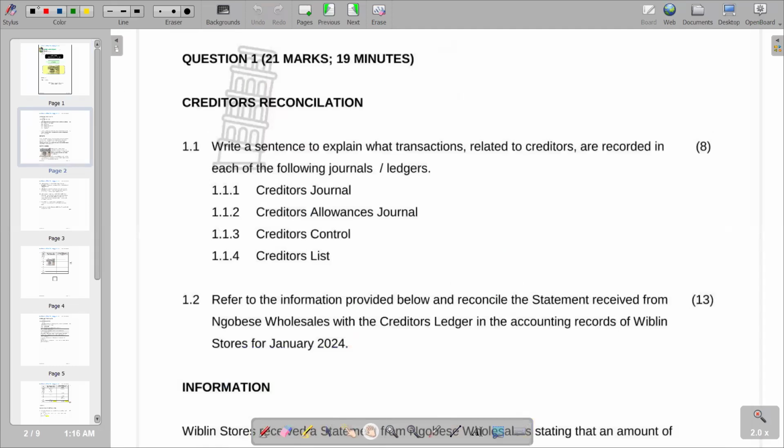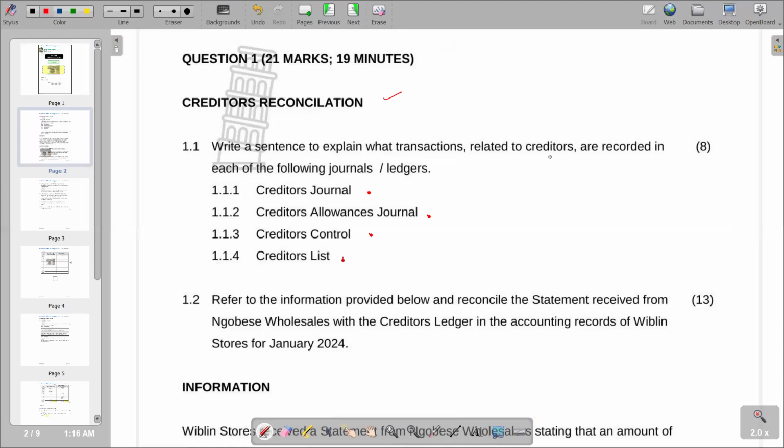On the first question, we're going to look at creditors reconciliation. The first part of our question is: write a sentence to explain what transactions related to creditors are recorded in each of the following journals or ledgers. You are given a creditors journal, the creditors allowance journal, the creditors control, and lastly the creditors list.